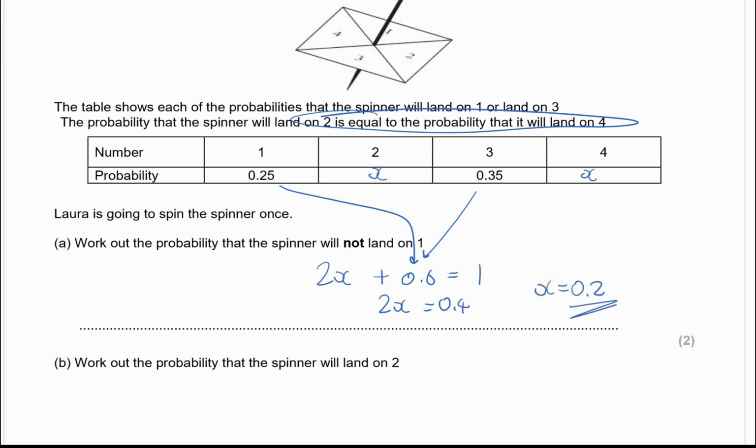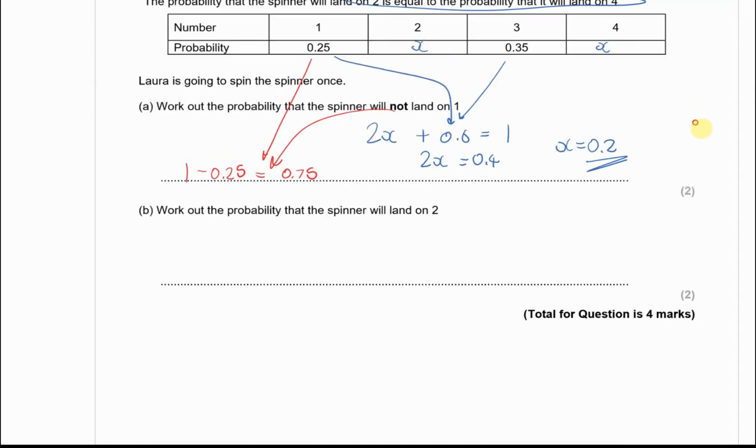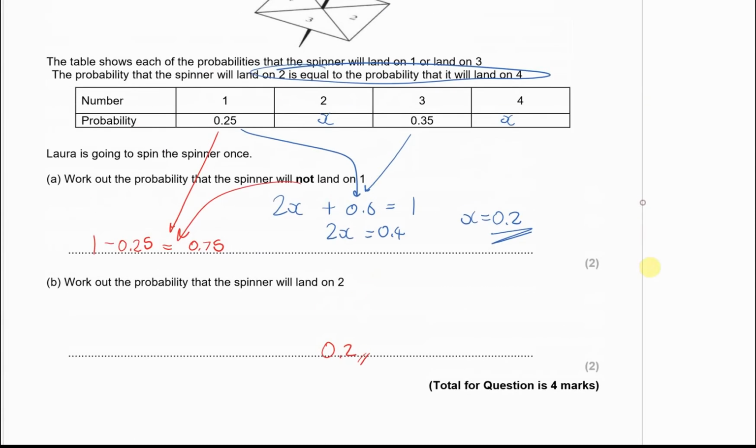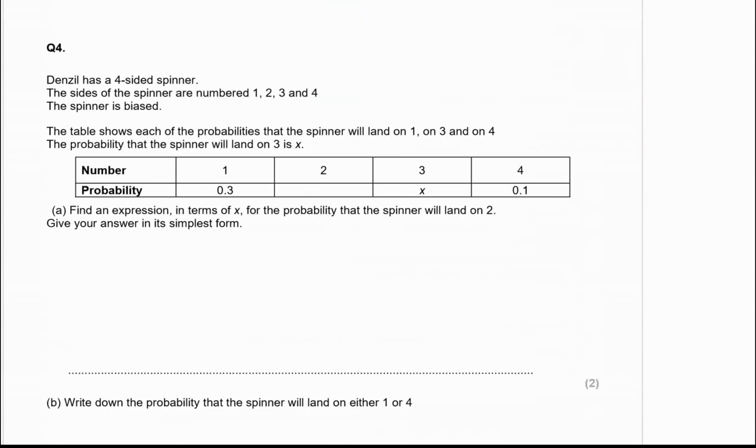Okay, the question says the probability the spinner will not land on 1. If the odds of it landing on 1 is 0.25, then not landing on 1 will be 1 minus that. The odds of it landing on 2 was just x, which I worked out to be 0.2. So again, these aren't too hard, it's just another way they can throw solving equations at you.